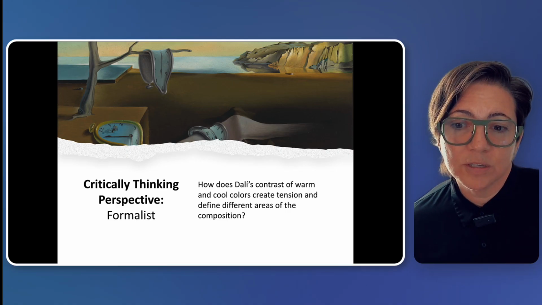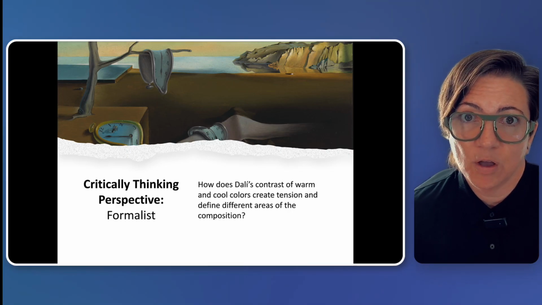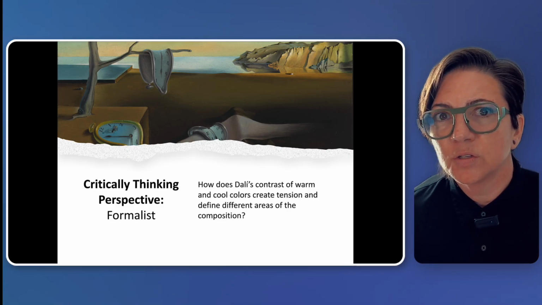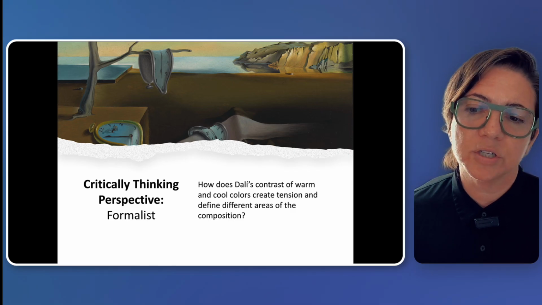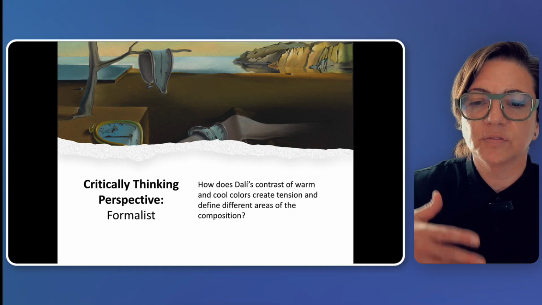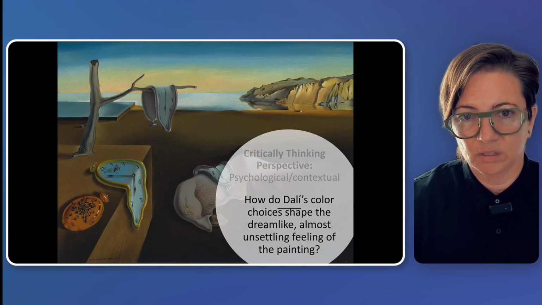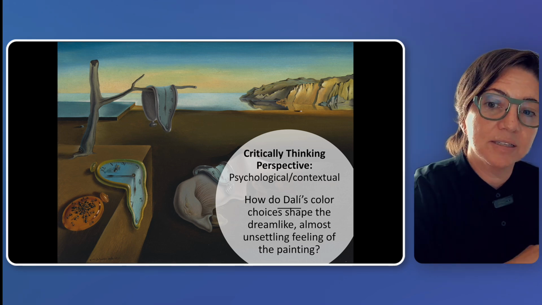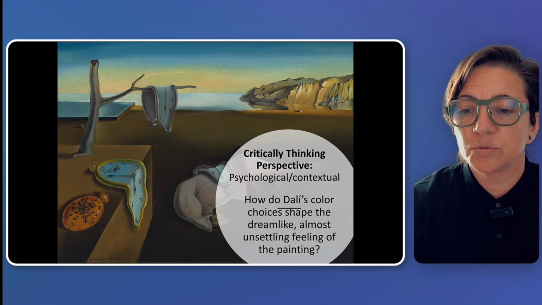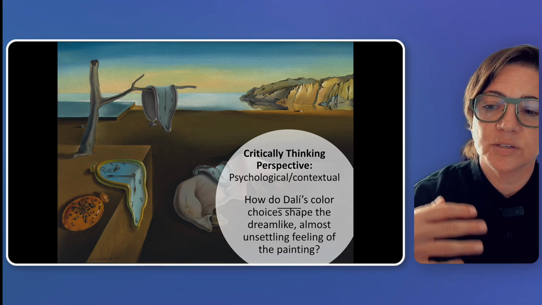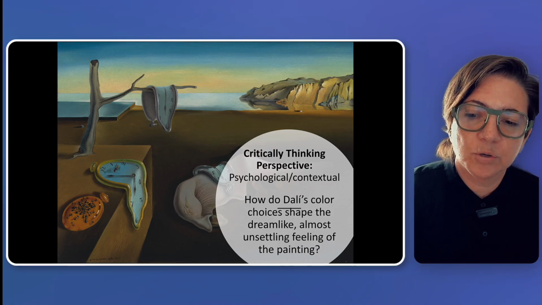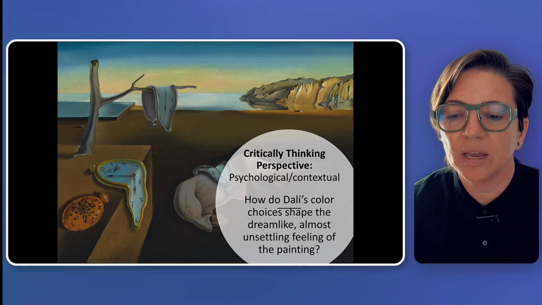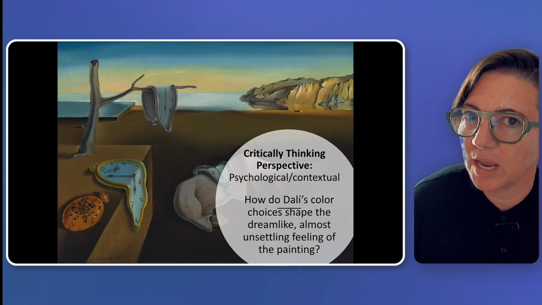Thinking critically as a formalist about Dali's work, we saw the question earlier: how does Dali's contrast of warm and cool colors create tension and define different areas of the composition? If we were to change that to a more psychological or contextual perspective, we would ask, how do Dali's color choices shape the dreamlike, almost unsettling feeling of the painting?